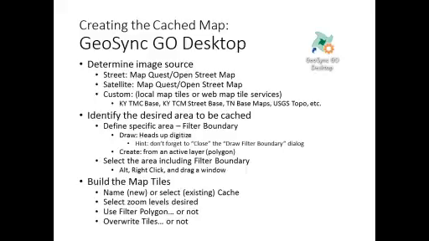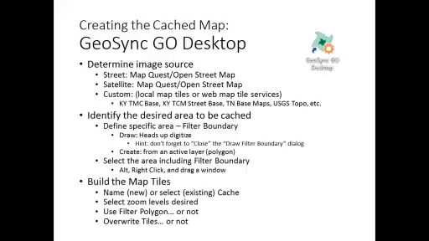The next step would be to select the area that you want to cache, including the filter boundary if you use one, and that's done by using the Alt, a right click, and drag a window around the area to be cached.